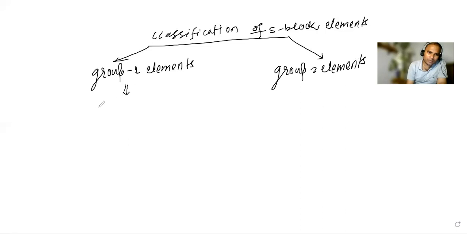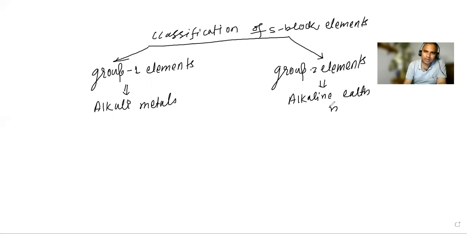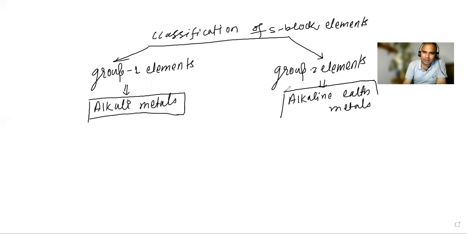If you talk about group one elements, they are known as alkali metals. And group two elements are called alkaline earth metals. So alkali metals are the group one metals, and the other is group two, known as alkaline earth metals.